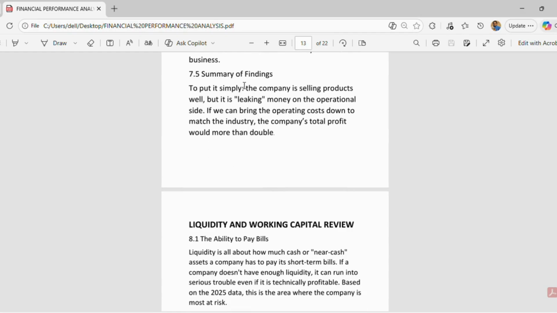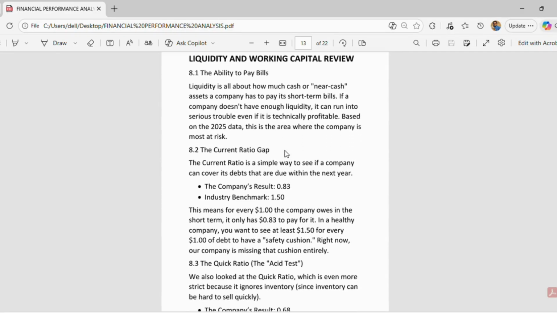Then my summary of findings. The company is selling products well, but it is leaking money on the operational side. If we can bring the operating cost down to match the industry, the company's total profit would be more than double.